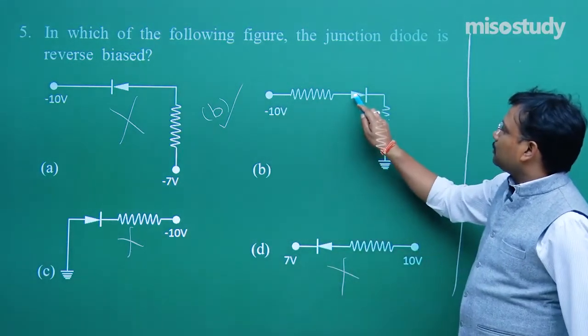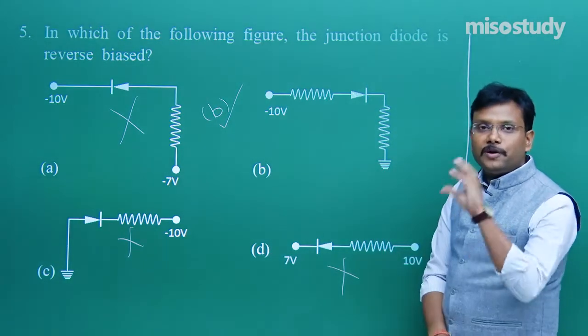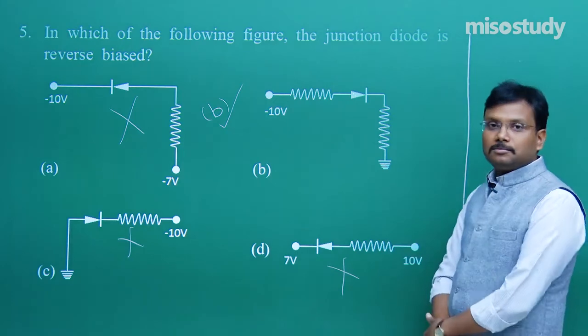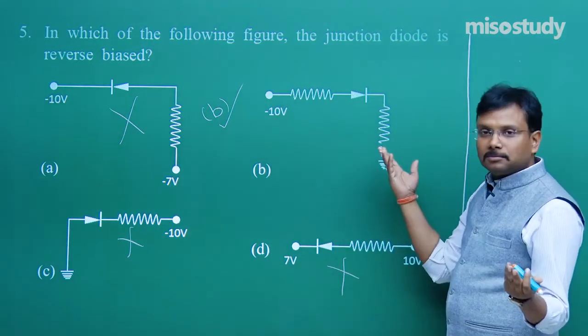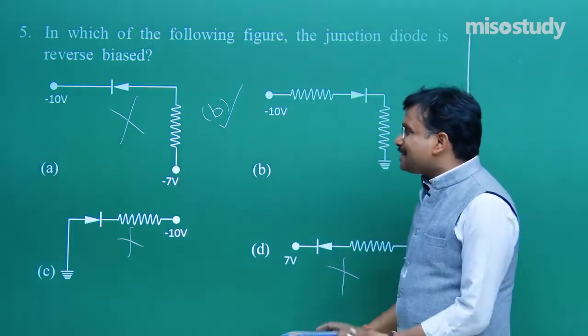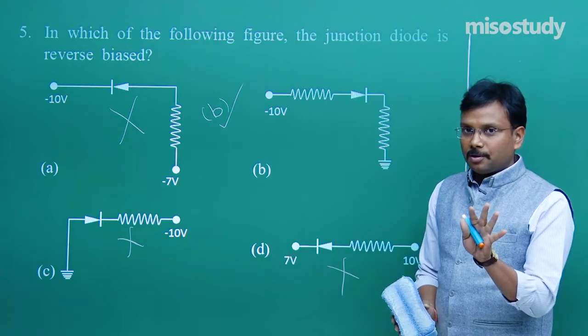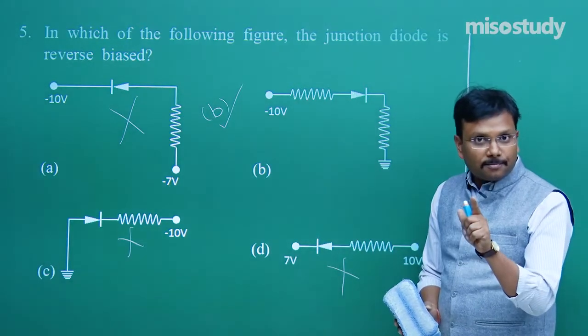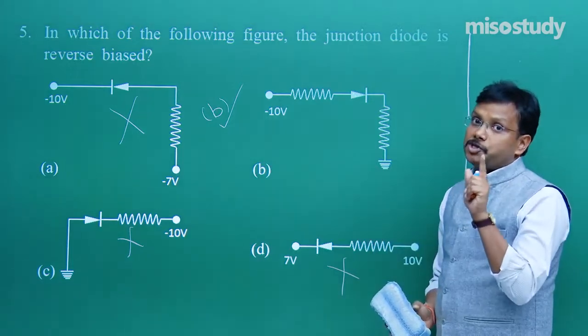Minus 10 and 0. Which one is more? 0. Which one is less? Minus 10. The option is B. So with this type of logical approach, because there are 30 questions and 60 minutes, never ever jump for these types of questions.